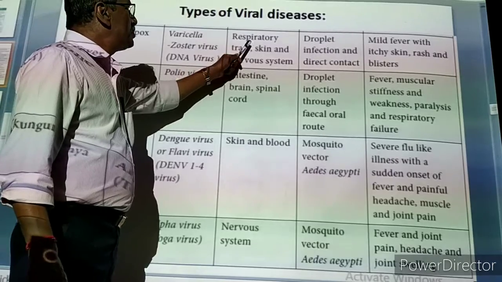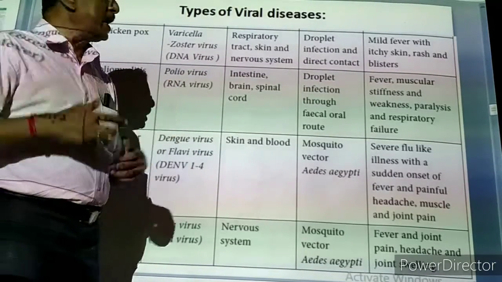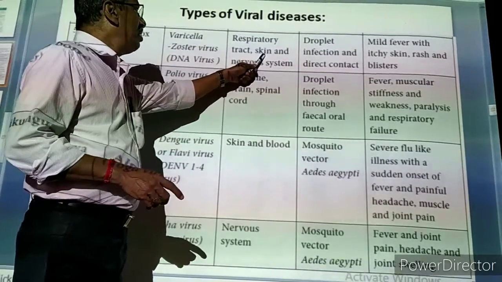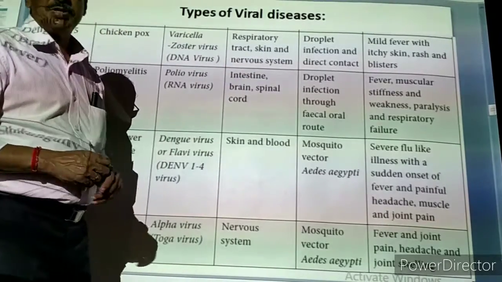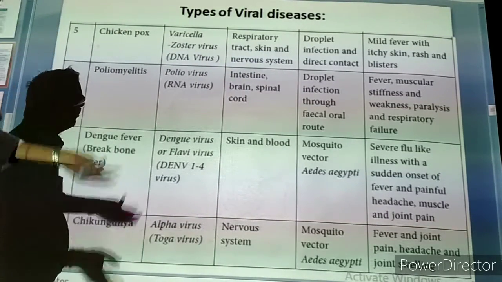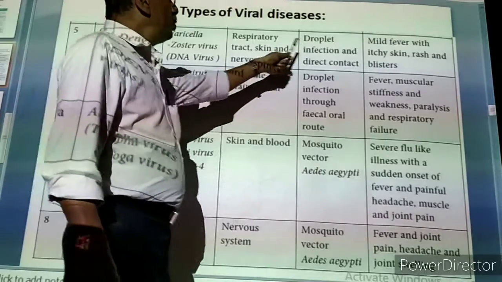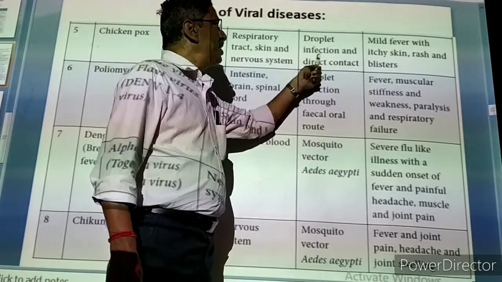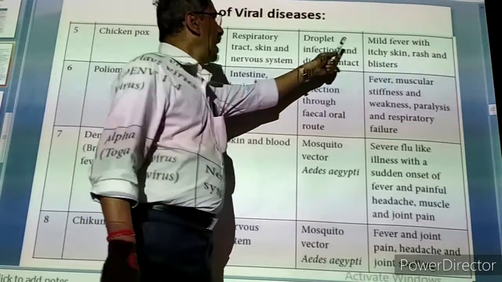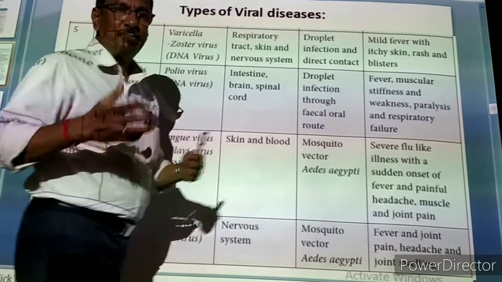Then it is attacking the respiratory tract. The complete respiratory tract will be affected. Skin will be affected. Nervous system, brain, spinal cord, nerves, everything will be affected. Then how they are transmitted, we have to say droplet infection. I need not explain that. And direct contact with the affected person.